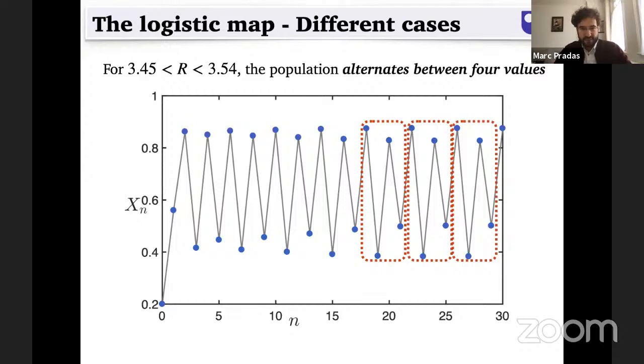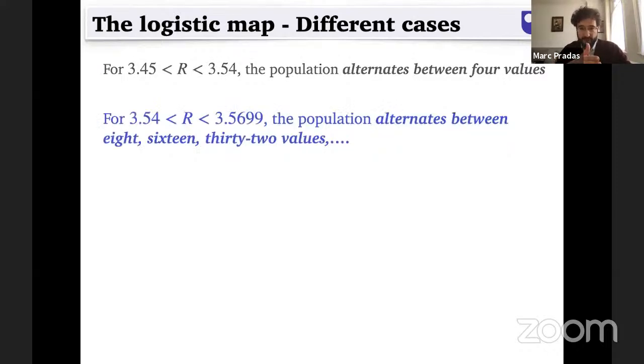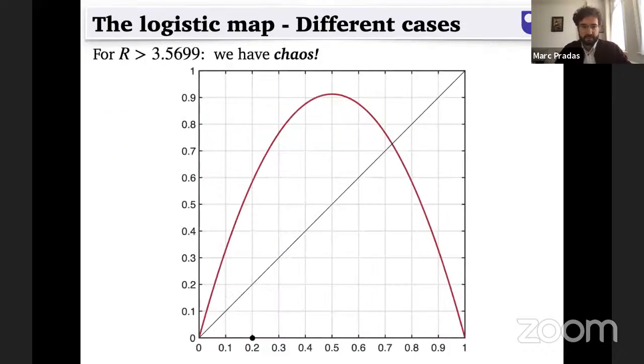What gets more interesting is that if you keep increasing the value of r beyond this point, first it was four values, then it becomes every eight values, then every 16 values, and then every 32 values, and so on and so on, until you reach a critical point for r, after which the system becomes chaotic. Perhaps you can try and play with the last activity and see how far you can go with the cobwebs. This is just a little warning: it can take longer to understand what's going to happen. And actually, if you keep repeating the iteration, you will see that basically the sequence keeps changing and changing and changing.